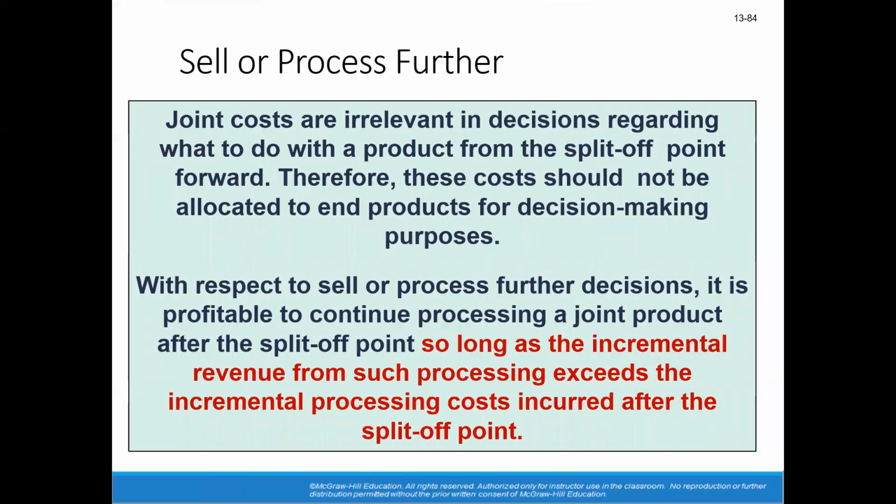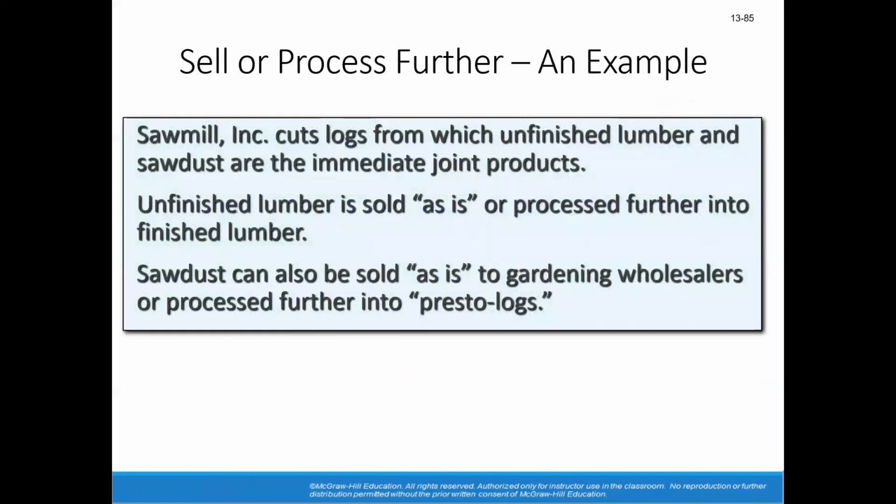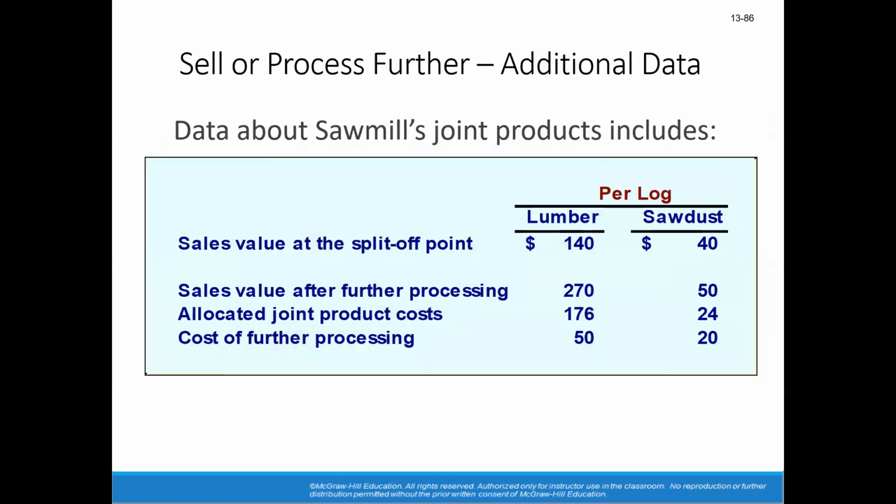Joint costs are irrelevant in decisions regarding what to do with a product from the split-off point. These costs should not be allocated to end products for decision-making purposes. Okay. A sawmill cuts logs from which unfinished lumber and sawdust are the immediate joint products. Unfinished lumber gets sold as is, or it can be processed into finished lumber. Sawdust can be sold as is to gardening wholesalers, or it can be processed into Presto logs.